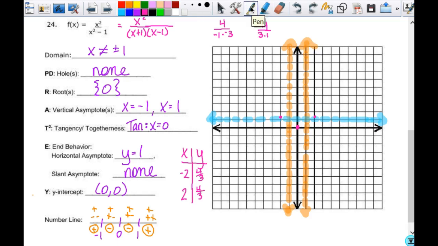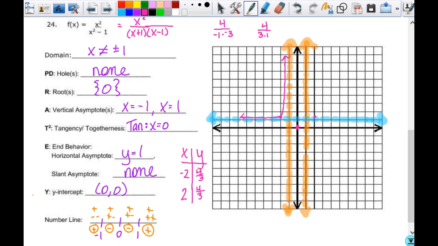And I look at my sign chart here. From negative infinity all the way to negative 1, I'm positive the entire time, which means I am not crossing down under here. So I'm staying up here. It's a possibility I could still cross this asymptote, but I don't know that, and we're not going to worry about that. So the shape is going to look like this. So I'm going to come here, something like that.